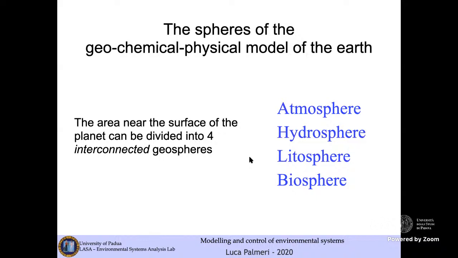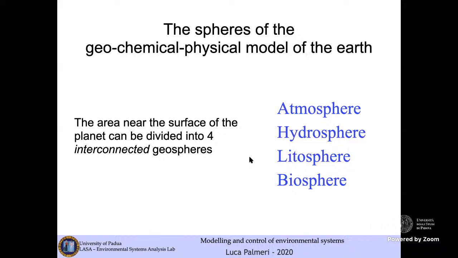Typically, the spheres of the geochemical physical model describing the Earth are four: the atmosphere, the hydrosphere, the lithosphere, and the biosphere. By this, we mean that the area near the surface of the planet can be divided essentially into four interconnected geospheres that are all interacting with each other.